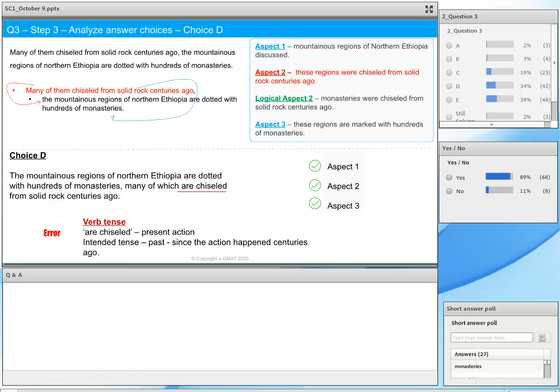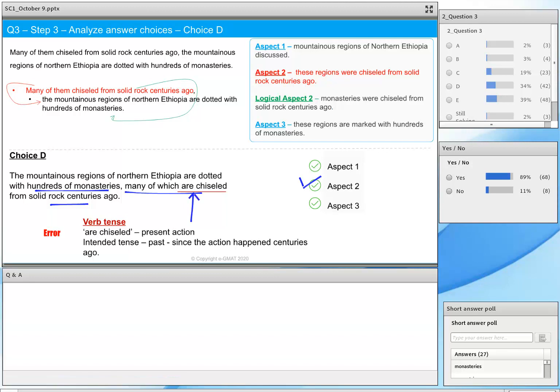Looking at choice D. Choice D also fixes my meaning error. It is still saying hundreds of monasteries, many of which are chiseled from solid rock centuries ago. But choice D is not the correct answer. And I'm so glad to see that the majority of you landed on choice C, although that margin is very small, 42 and 48. In terms of percentage, of course, a 5% difference. But yes, choice D is not correct because again, the grammar is not right.